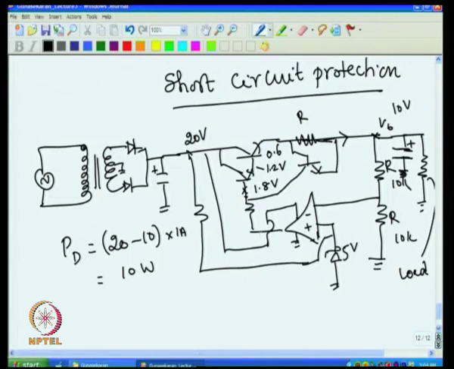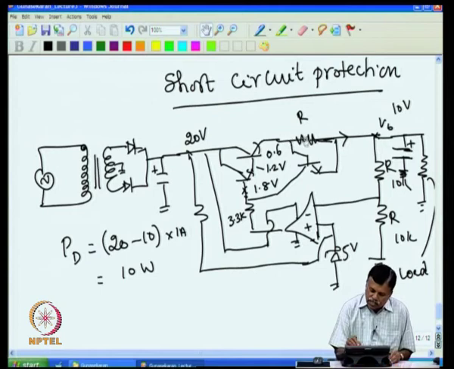If this is 20, then obviously depending upon this resistance the current flows. Assume I had put, say, 3.3 K, then 1.8 here and 20 volt here will give about 18 volt across it, and 18 by 3.3 K is around 6 milliampere of current flowing through this. So, you will have 6 milliampere going through this, and this is sitting at 1.8, and this is sitting at 0.6.